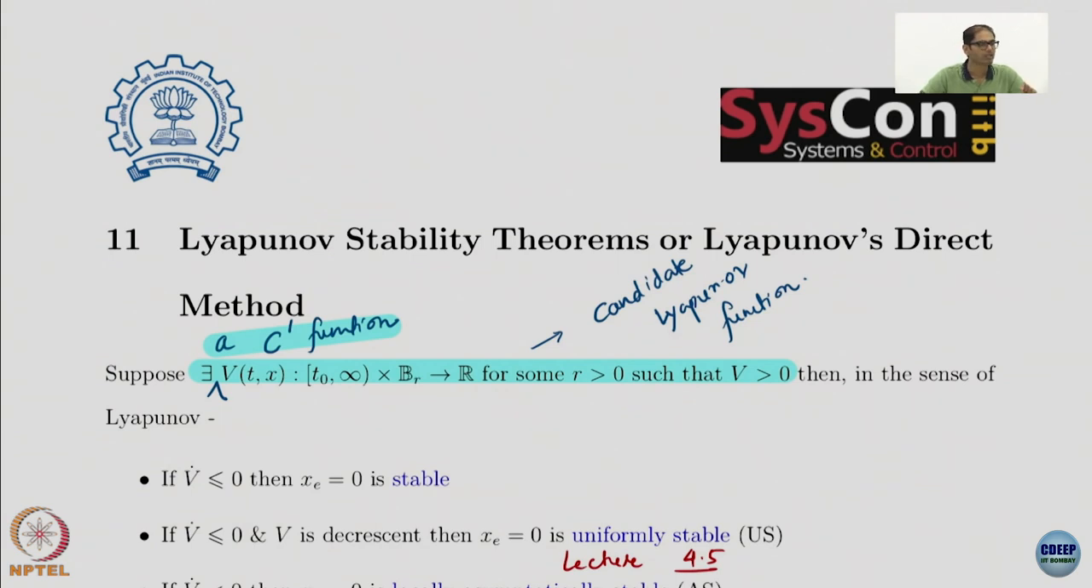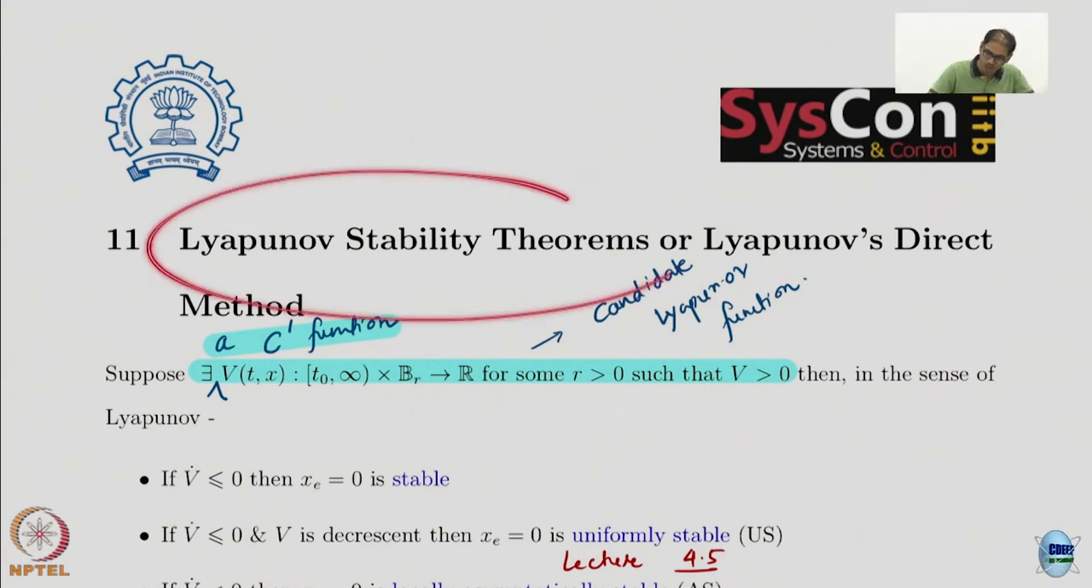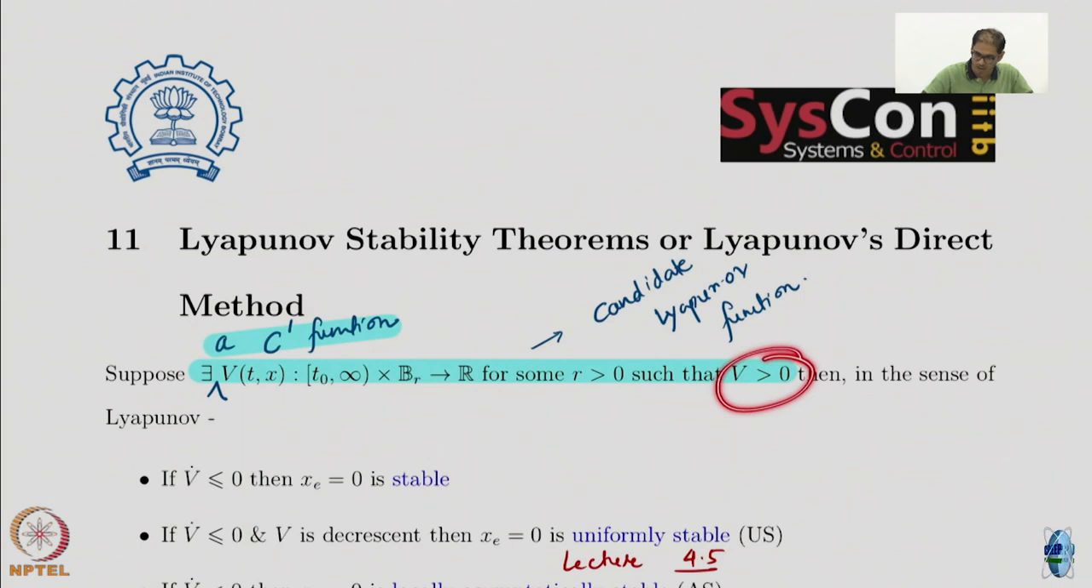You take the V, evaluate the V dot. Of course, you verify that V is positive definite, otherwise it's not even a candidate Lyapunov function. That is clearly specified here. If it's not this, then it is not a candidate Lyapunov function, and you cannot use it for the Lyapunov theorem. You can use it in other places, and we'll talk about those examples later on. But for Lyapunov stability theorems, this is essential.